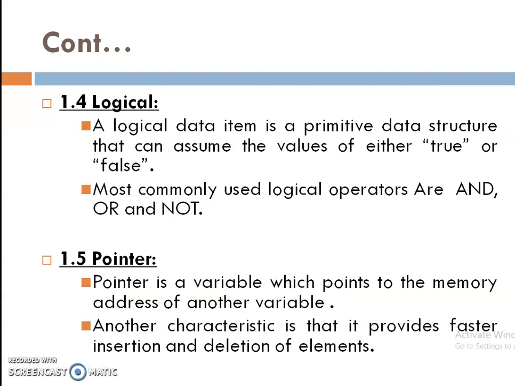Now fourth, logical. A logical data item is a primitive data structure that can assume the value of either true or false. The most commonly used logical operators are AND, OR and NOT. And then next, pointer. A pointer is a variable which points to the memory address of another variable. Another characteristic is that it provides faster insert and delete operations of elements.